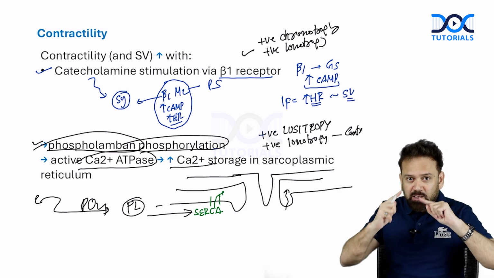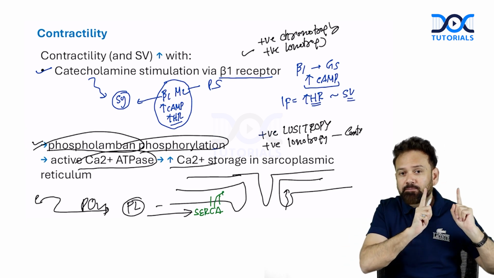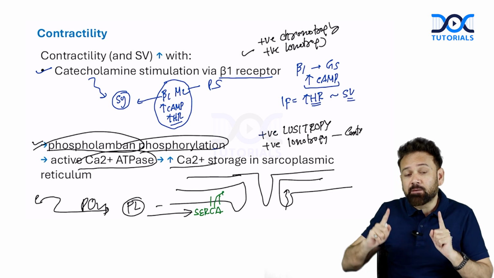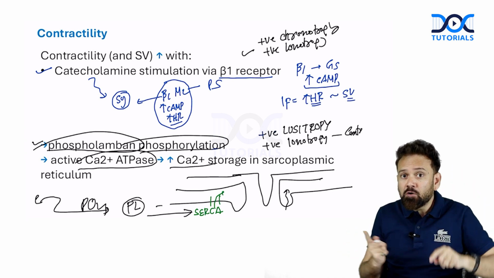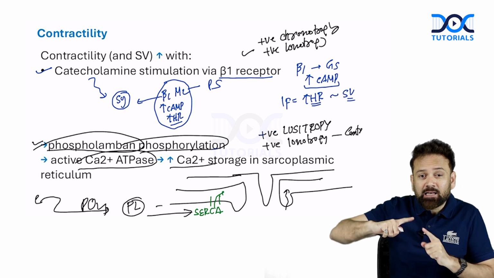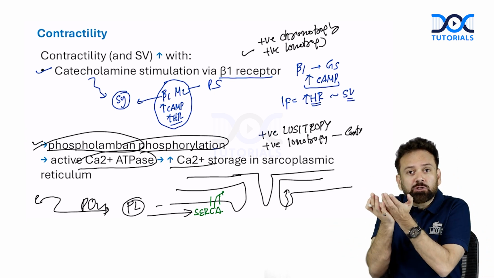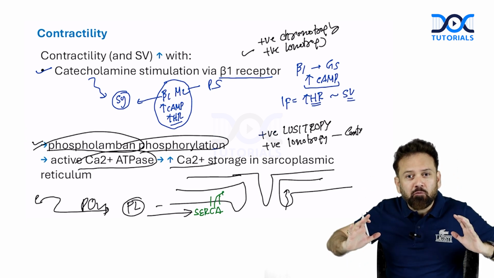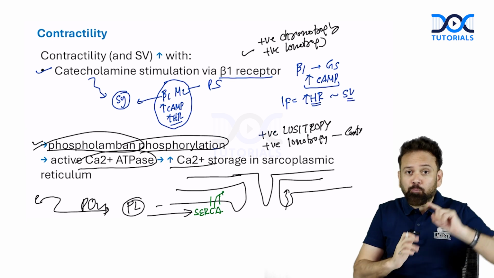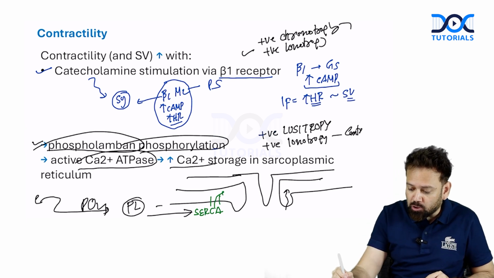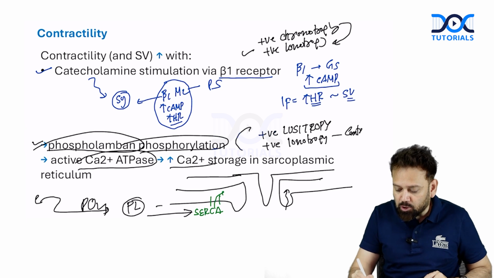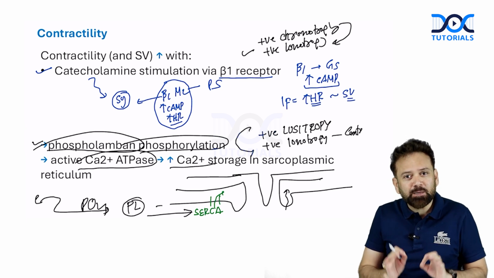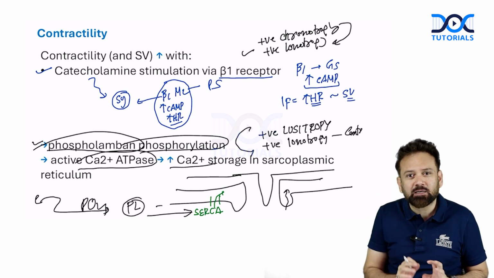Why? Because, listen once again, phospholamban is inhibiting SERCA, the calcium ATPase pump, and catecholamines cause phosphorylation of phospholamban, activating the SERCA. So more calcium goes into the sarcoplasmic reticulum, so more force of contraction will be there. So positive chronotropy is causing positive inotropy, and positive lusitropy is also causing positive inotropy. I hope this concept is absolutely clear. It's a very, very important concept, doctor.